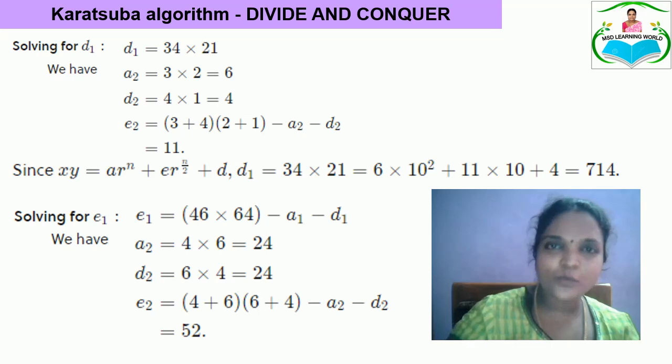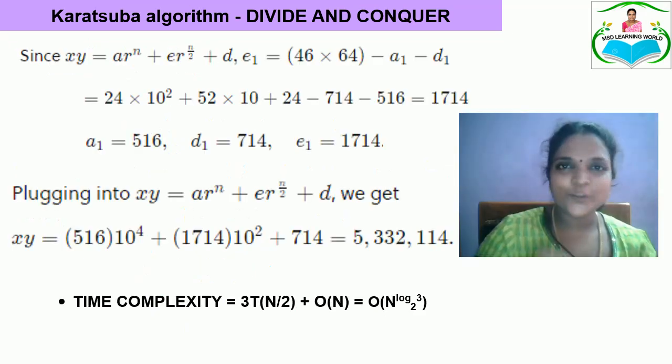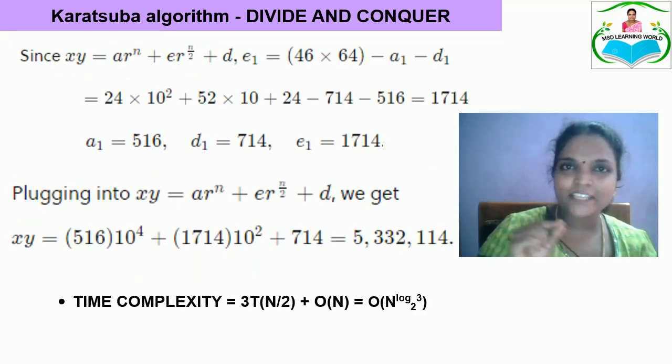Now x into y has to be found. So here finally you are finding x and y with the found values of a1, d1 and e1, and you are finding x into y as a1 is 516 to the power of r into n. So here the power of 10 base is 4, so 10 power 4, plus d1, you will be getting 1714 into 10 square plus 714. You will be getting the value as 5332114.